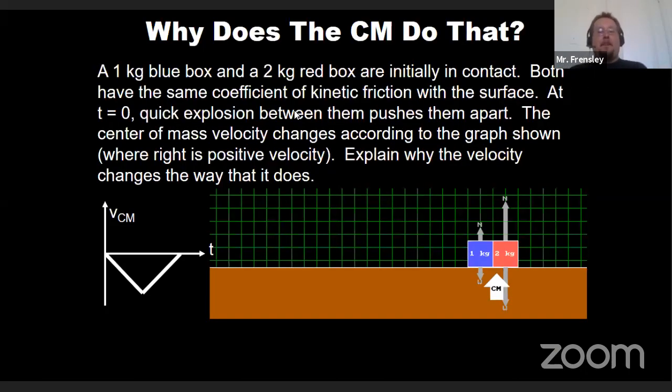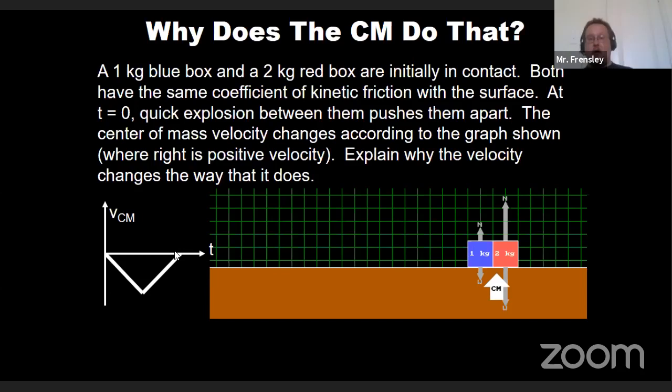Okay, so here's what's going to happen. You're about to see an animation where there's an explosion between these red and blue boxes. These are not the carts anymore. These are boxes, and they have friction. When the explosion pushes the two boxes apart, they're both going to have the same coefficient of kinetic friction, even though they have different masses. You're going to watch the center of mass speed up to the left, then slow down to the left. That's the graph right here. Speed up to the left, slow down to the left.